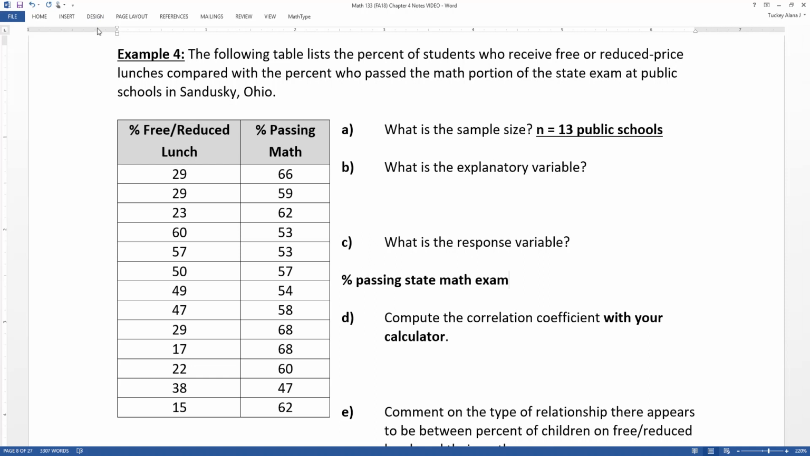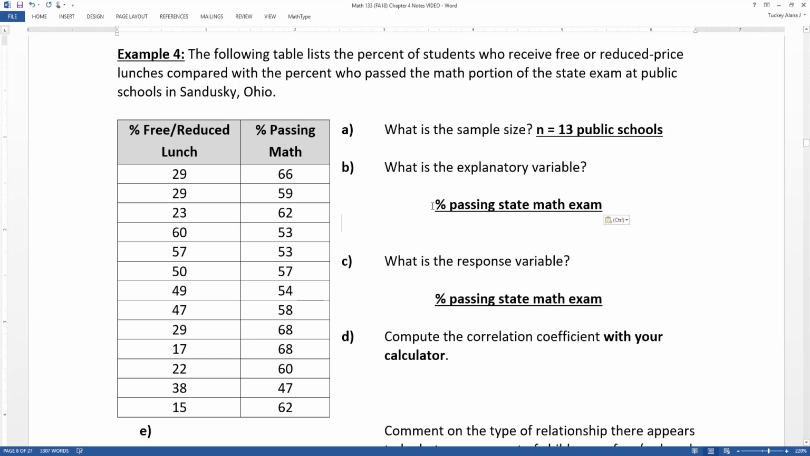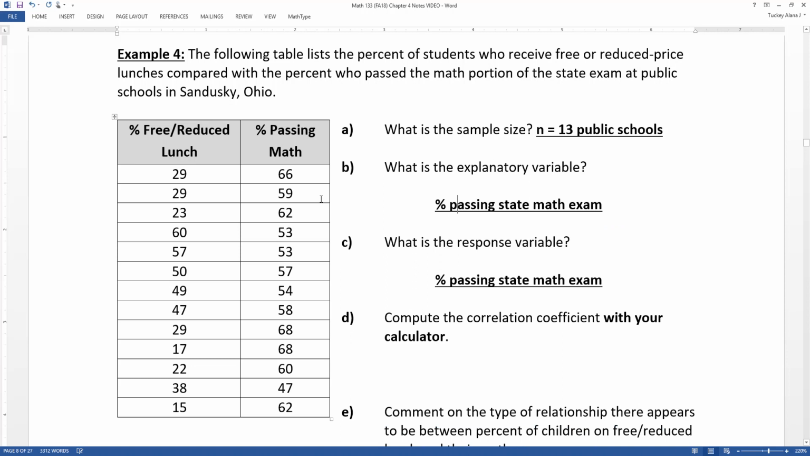That's something that politicians and so on want to look at. They want to see what it responds to. They would like this number to be higher or lower, so they'll look at different explanatory variables. What are some reasons why some states or some schools are higher than others? What are some things that could explain that? So the explanatory variable, which is your x, is the percent of students on free reduced lunch. And there we have it.